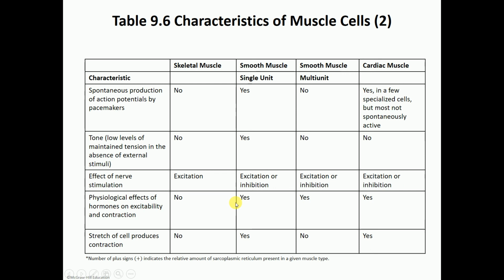The hormones can affect all of the muscle fibers except for your skeletal muscles. And stretch can produce a contraction only in the single unit smooth muscles and in the cardiac muscles. But no matter how much you stretch a skeletal muscle, it will not lead to a spontaneous muscle contraction. So again, a skeletal muscle, in order to contract, needs an order from the motor neuron. And this concludes Chapter 9.